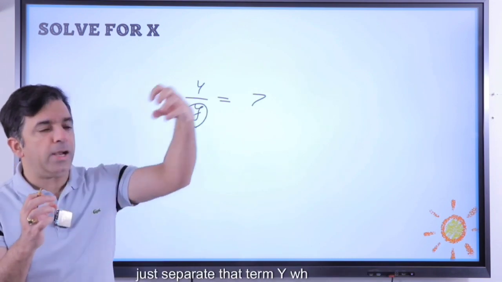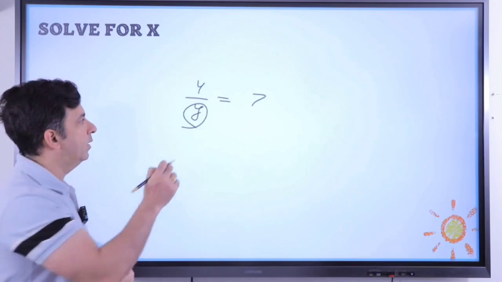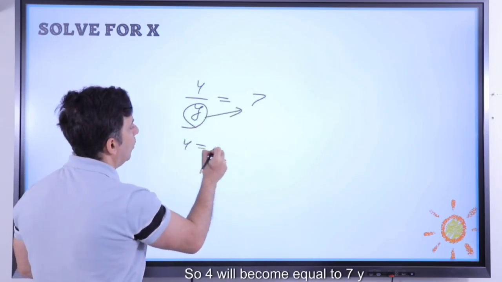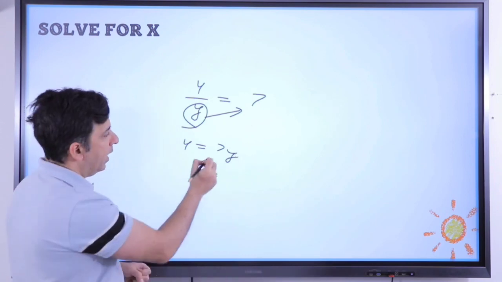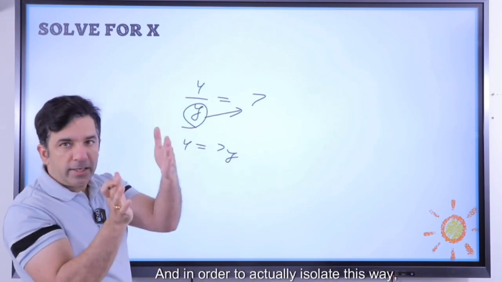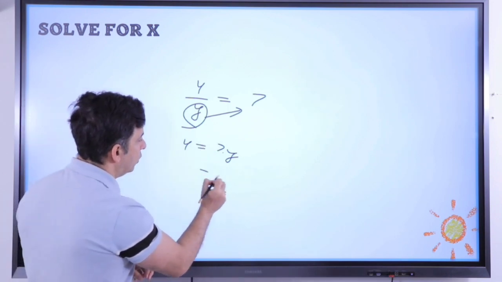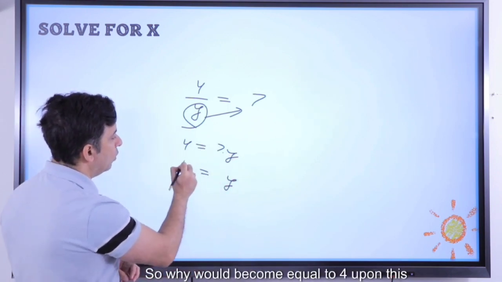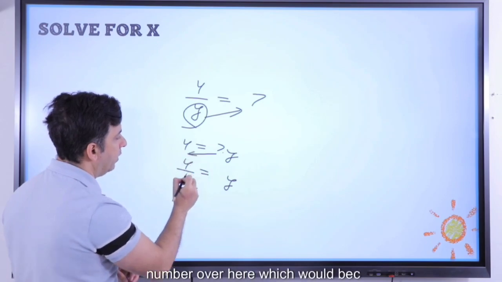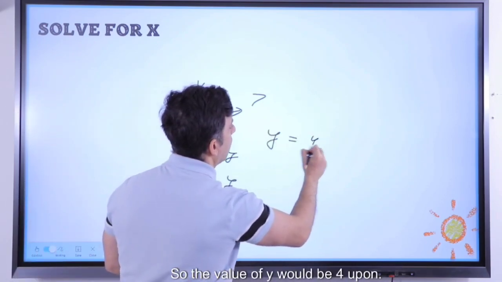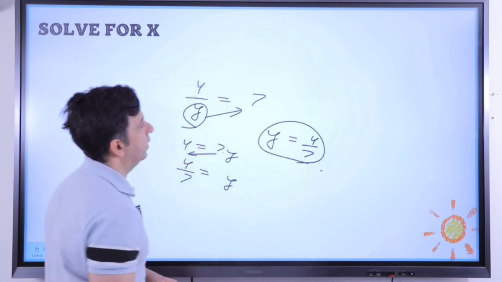So we'll just separate that term y, which is to be found. I'll cross multiply y here, so 4 will become equal to 7y. In order to isolate this y, I'll take the 7 from this side to this side. So y would become equal to 4 upon 7. So the value of y would be 4 upon 7.